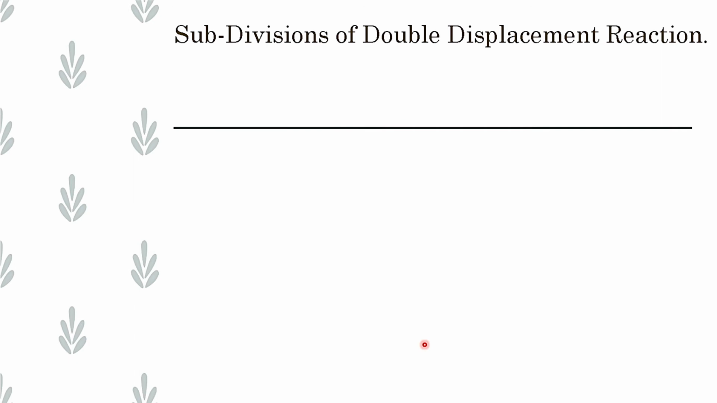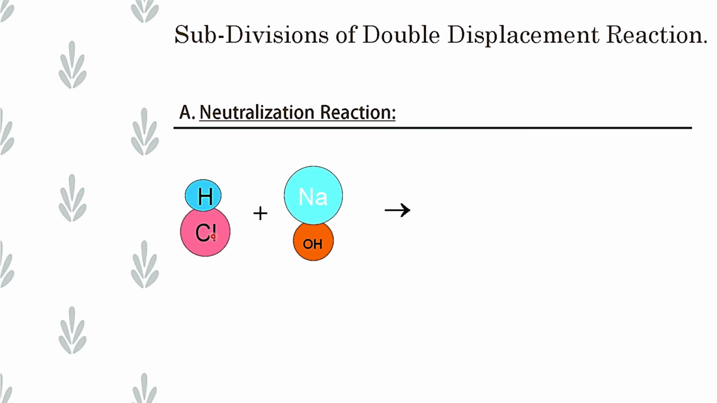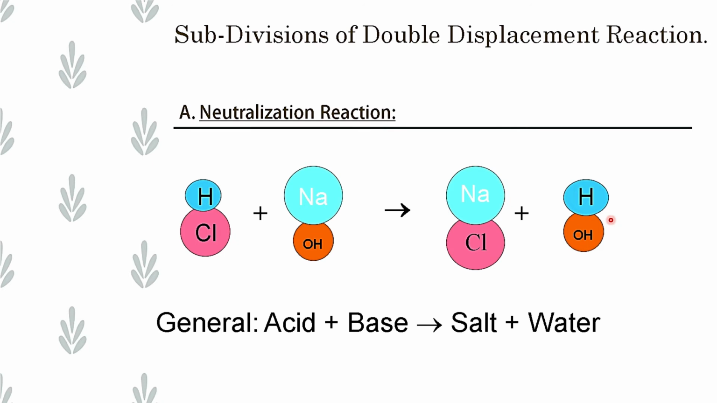There are two subdivisions of double displacement reaction. First one is known as neutralization reaction. It is the reaction of acid with base that forms salt and water. This reaction takes place through double displacement reaction. Whenever acid reacts with base, it forms salt and water.